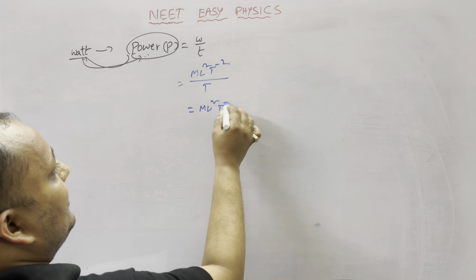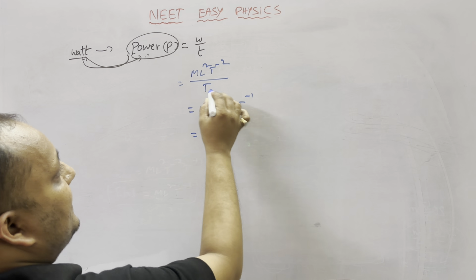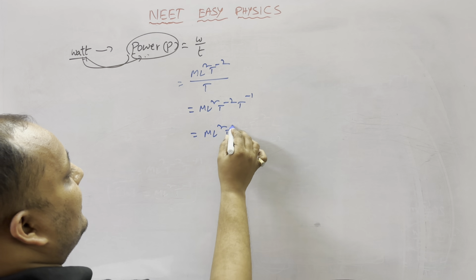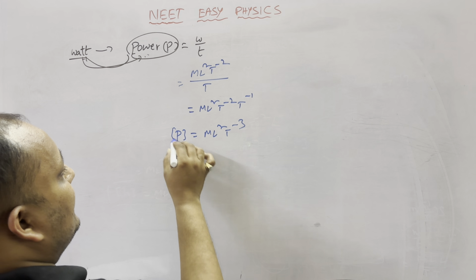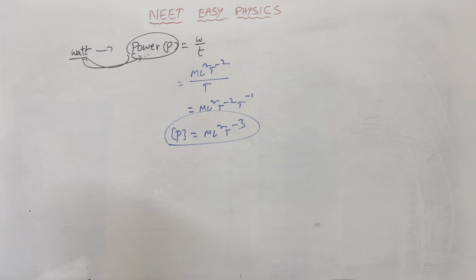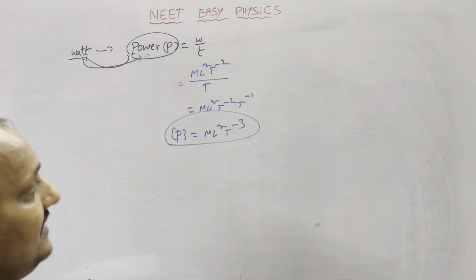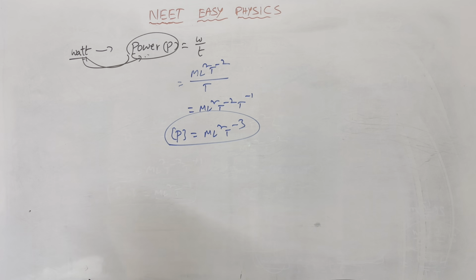So [M L² T⁻² T⁻¹], that is M L² T⁻³. This is the dimension formula for power. Remembering this one is difficult, M L² T⁻³. But by remembering the power formula, another equation will also be there for power.